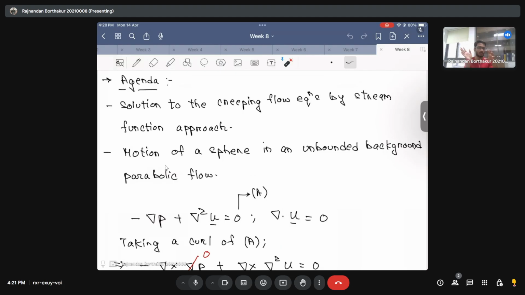that is, the force imparted on the sphere by the external fluid is balanced by the drag force, then the sphere can move with a constant velocity u, and we are trying to basically find out that unknown velocity u. Okay, and we used the creeping flow equations to basically solve this problem.